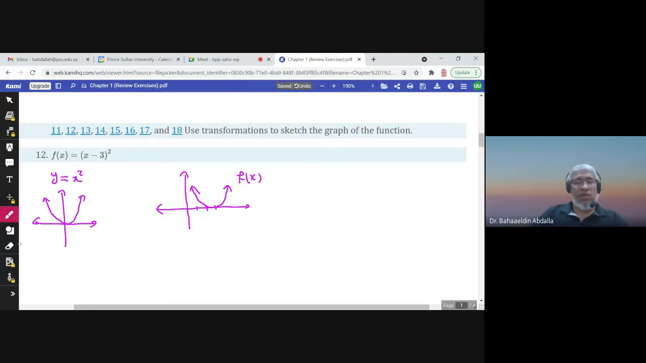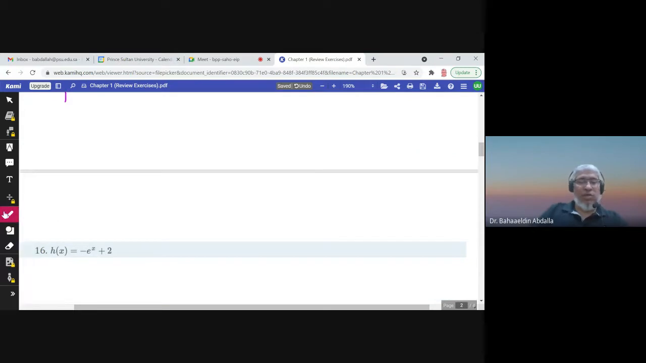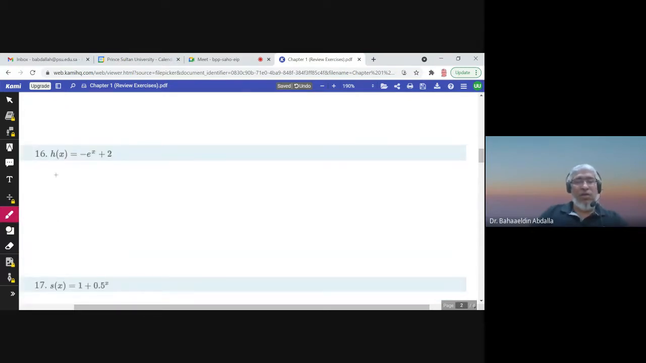Of course, it doesn't go like this. It's a parabola. Okay, so it's a parabola, and this is the x-axis. The original function is e to the power x, the natural exponential function, and we know that this is the graph of the natural exponential function, and the horizontal asymptote has equation y equals 0.